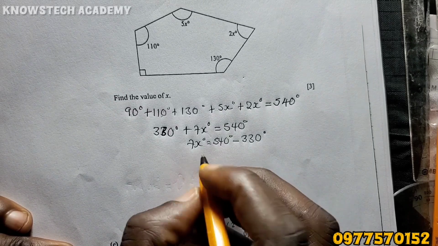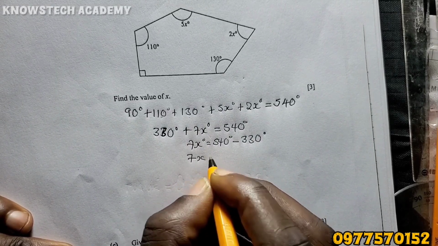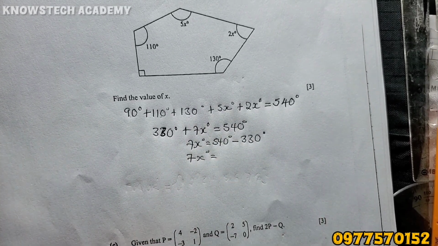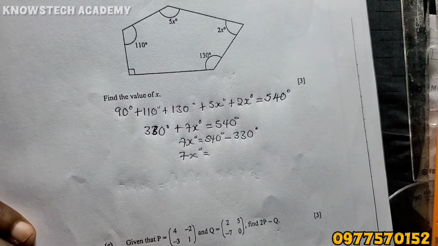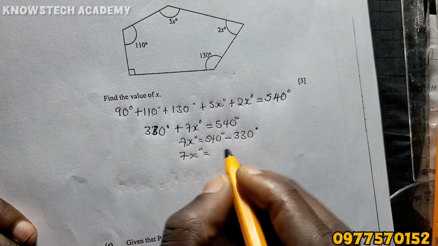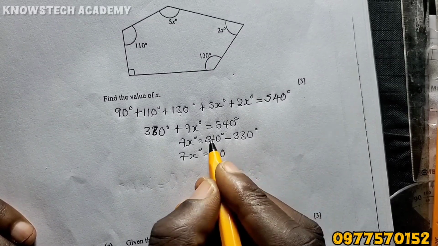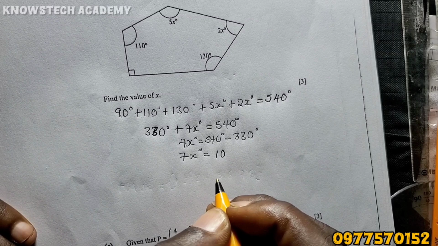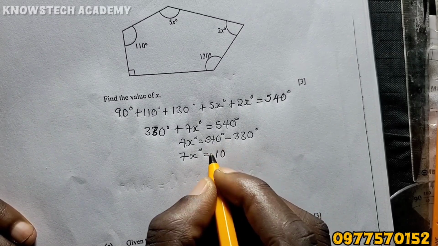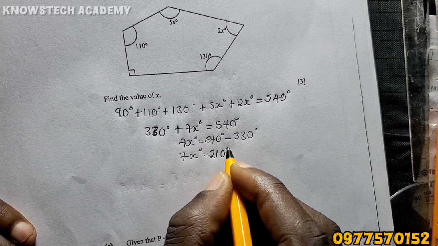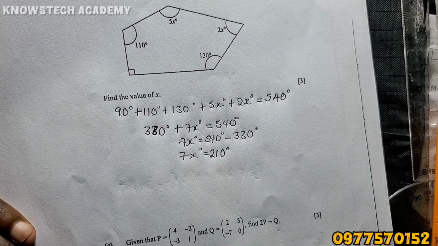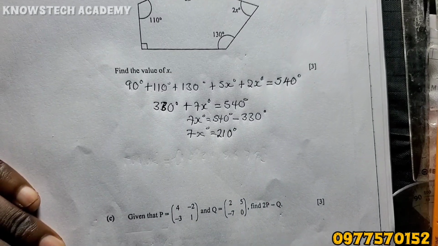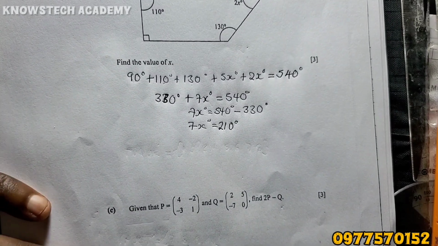Then we're going to subtract here. So on this side you're going to have 7x, then 540 minus 330. So we're going to say 0 minus 0, we write down here 0. 4 minus 3, it is 1. We're going to write 1, my good friends. Are we together? 5 minus 3, it is 2. So 210. Are we together, my lovely people?